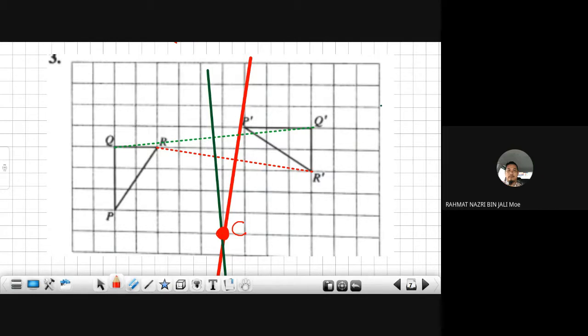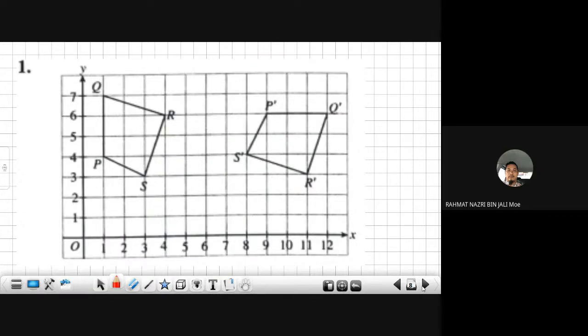Okay, next, question B. This one: for the drawing, P prime, Q prime, S prime, and R prime is the image of PQRS under a rotation. Describe the rotation. Okay, the image is located on the right, so we can say that this is a clockwise rotation, right?